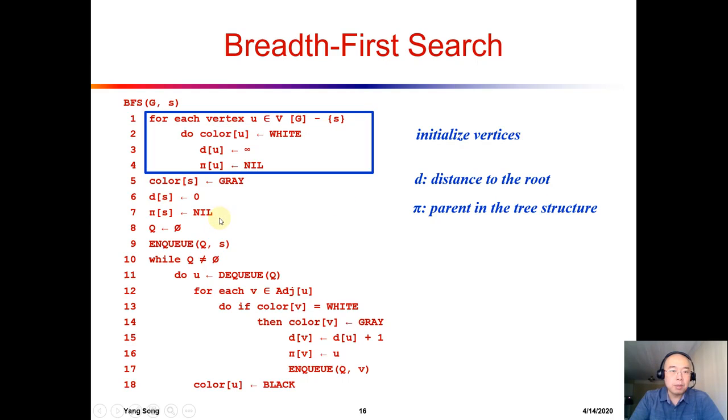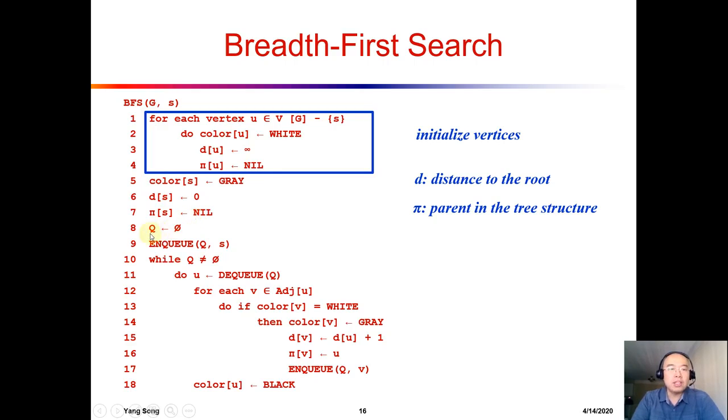And the next step, we want to touch the root. So for the root, we color that as gray. And what does gray mean? Gray means we have already discovered that node, but we haven't fully explored that yet, right? And then for the d s, the distance to the root, since s itself is the root, the d s will be 0. And then for the pi s, that is the parent of the root, and s itself is already the root, so it will be nil.